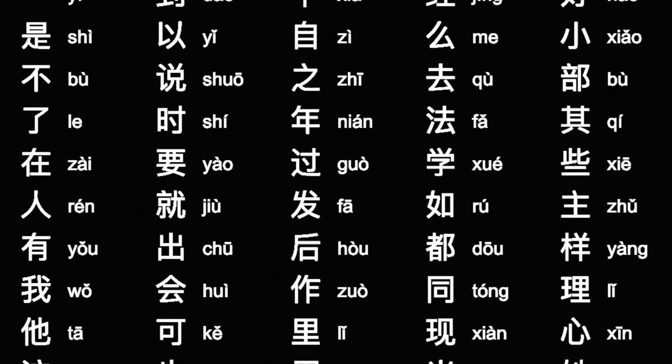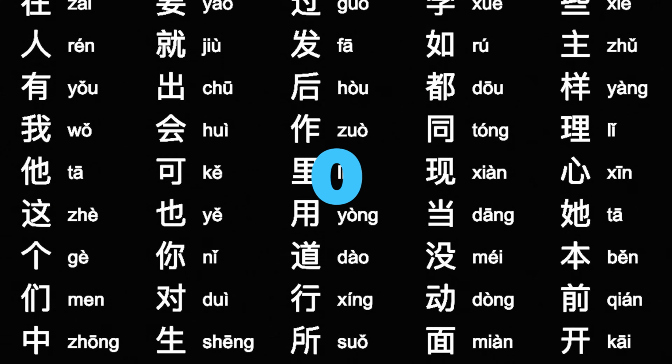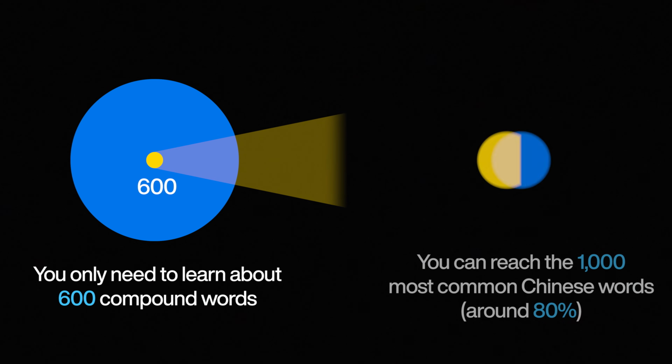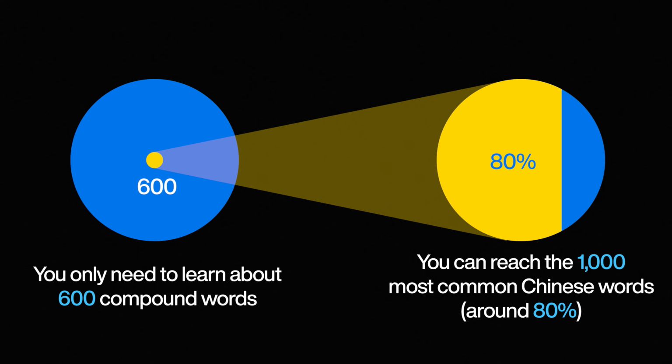So the most common 1,000 Chinese words or so use around 600 common Chinese characters. And in fact, many of these 1,000 words will be single character words, and these will be learned using memory palaces instead of mnemonics anyway. So really, in terms of compound words or multiple character words, which make up the majority of Chinese words, you probably only have to learn around 600 or so to get to that 1,000, that 80% coverage.